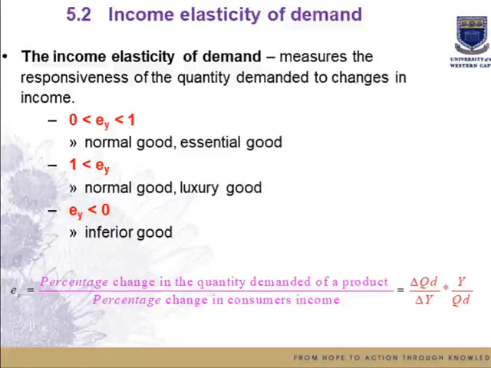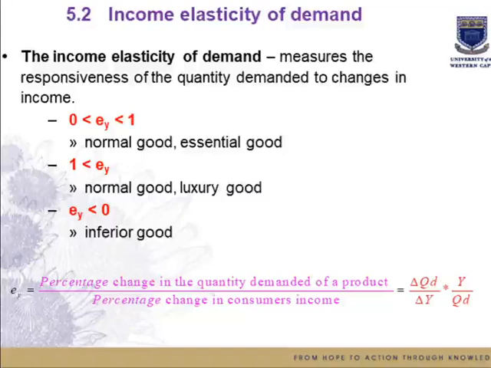The calculated coefficient can be positive, negative, or equal to 0. When the income elasticity of demand coefficient is positive, this means that an increase in income will lead to an increase in the quantity demanded of a product, and the reverse is true. Products with a positive income elasticity of demand are known as normal goods.